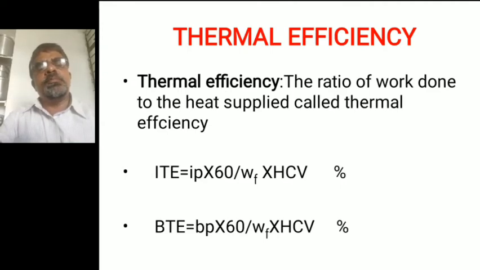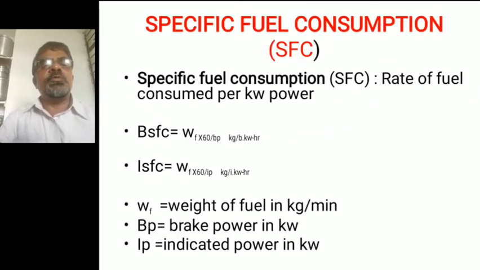Here BP is brake power, that is in kilowatt, WF is equal to weight of fuel. Next, specific fuel consumption. It is briefly written as SFC. Specific fuel consumption is the rate of fuel consumed per kilowatt power. It may be brake power or it may be indicated power.